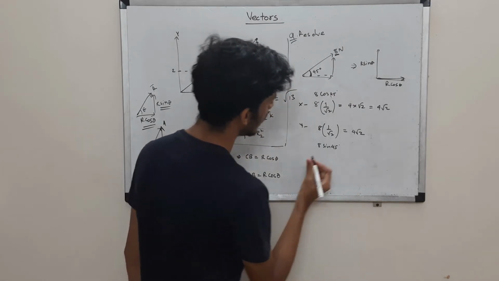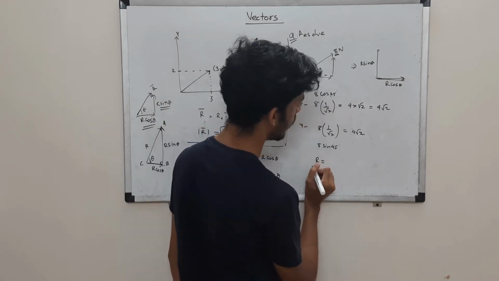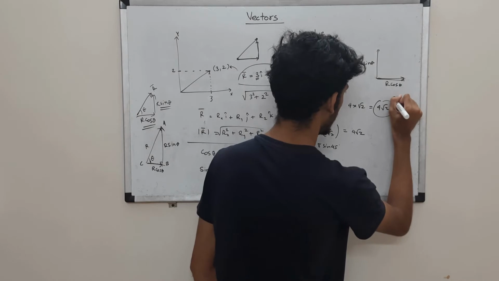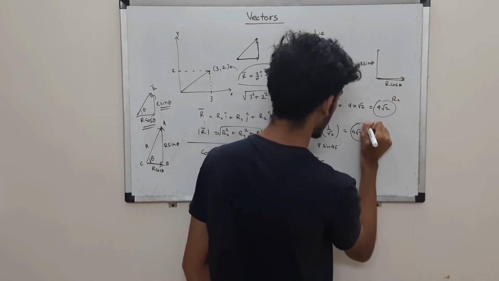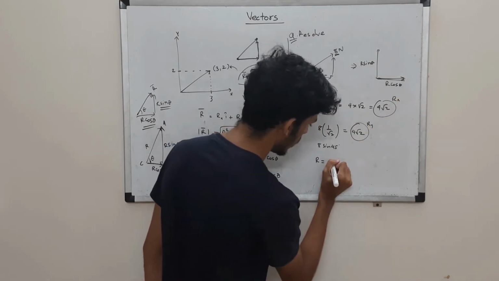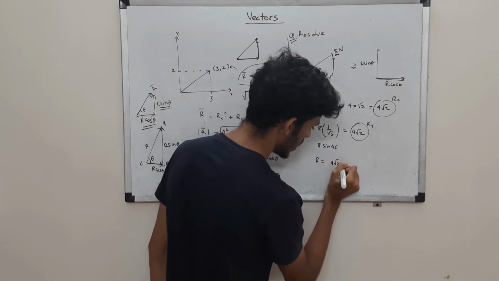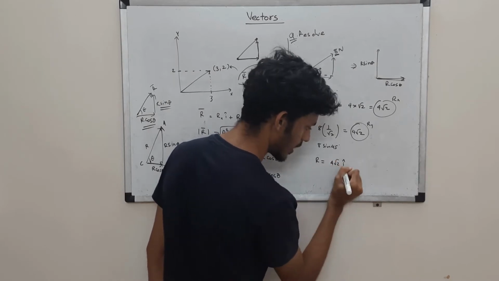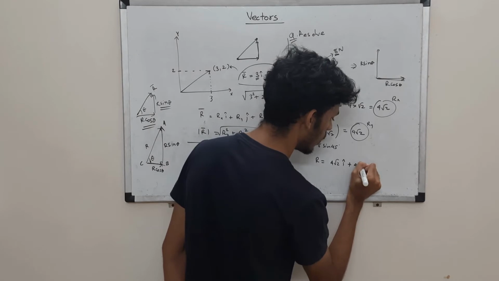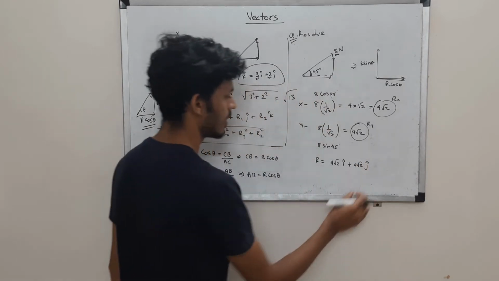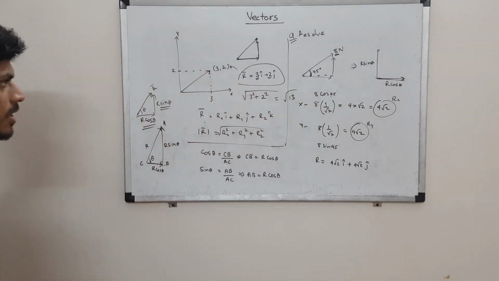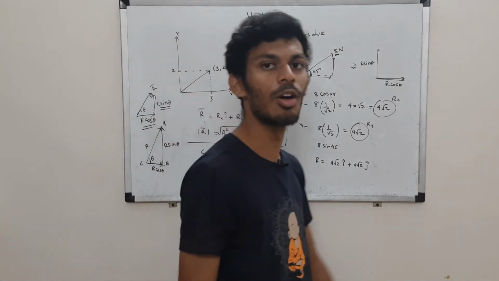Okay, and finally you can write the vector in the component form. This is Rx along the x-axis, this is Ry, and you have to put i cap and j cap, right? So this is along the x-axis and this is along the y-axis. Okay, so this is how you resolve a vector in component form.